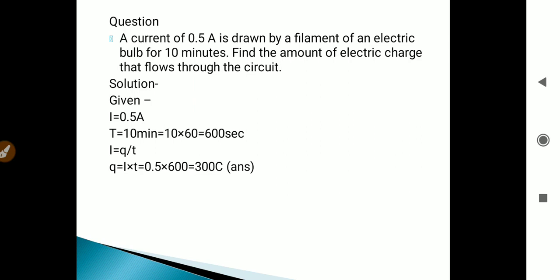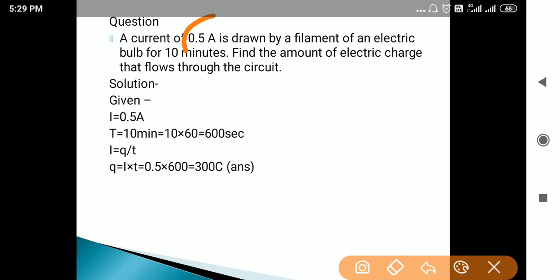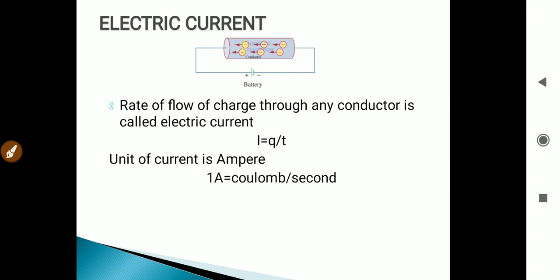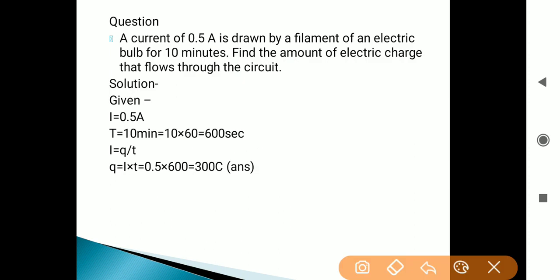The first example given in the NCERT is: a current of 0.5 ampere is drawn by a filament of an electric bulb for 10 minutes. Find the amount of electric charge that flows through the circuit. If you see here in the question, the current is given, which is 0.5 ampere, and the time is given as 10 minutes. But the minute is not the unit in the MKS system.